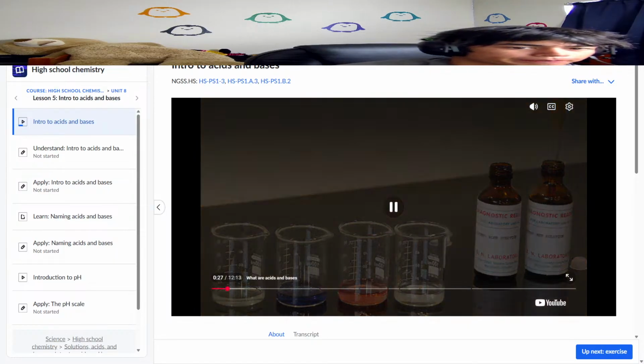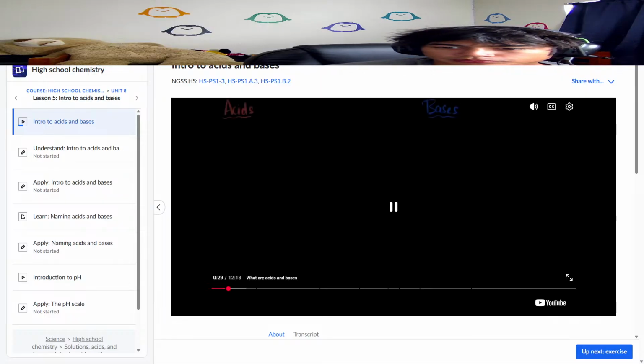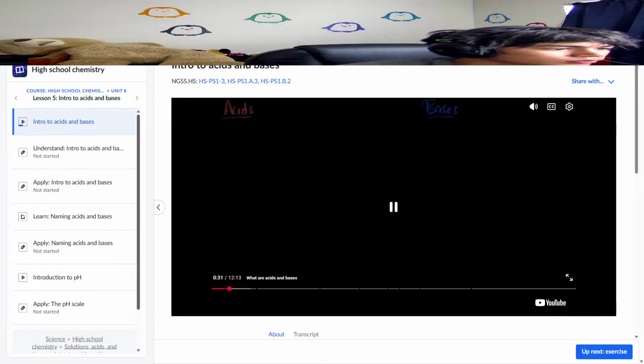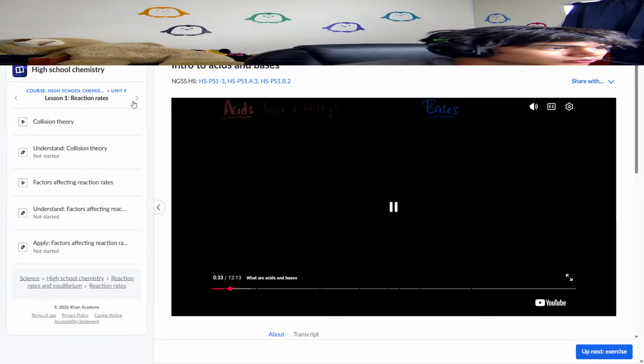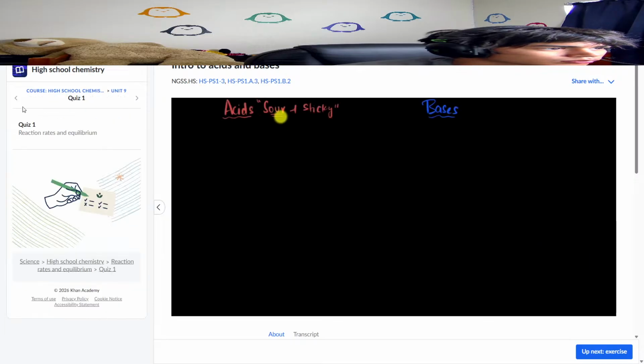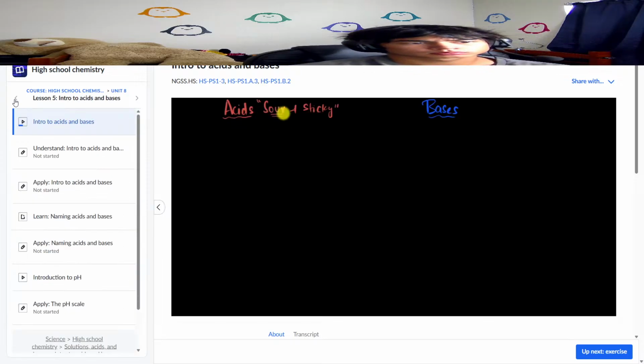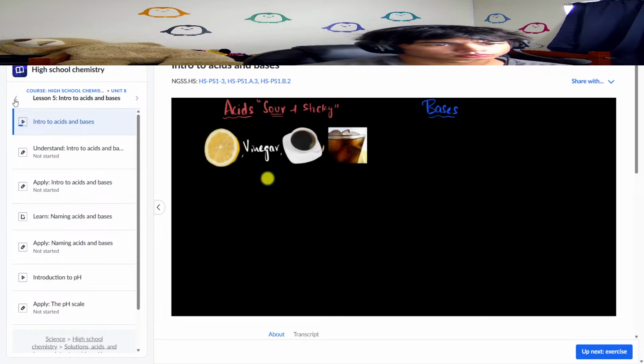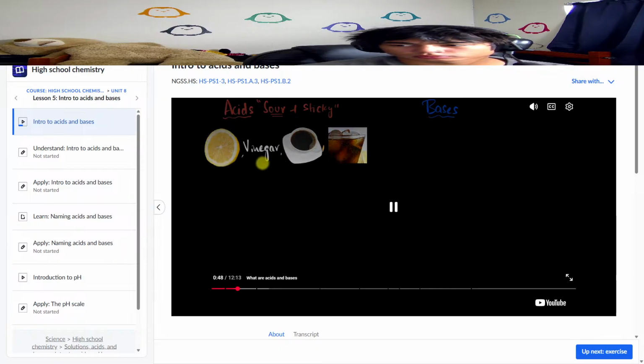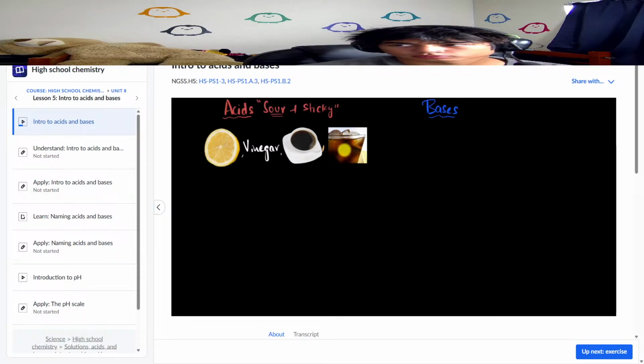So let's begin. What exactly are acids and bases? Well, if you look at their most primitive definition, it was based on their tastes. Acids are usually sour tasting and they can be sticky. In fact, the word acid actually comes from the Latin acidus, which means sour. Some of the most common examples you can think of are lemon juice, which contains citric acid, vinegar, coffee, soft drinks with soda in them. Yeah, they're all acids.